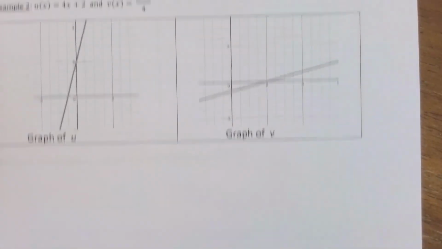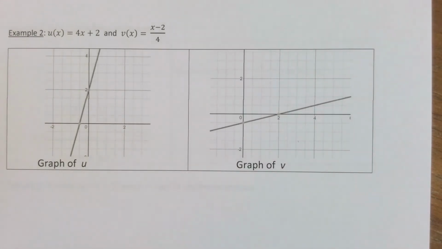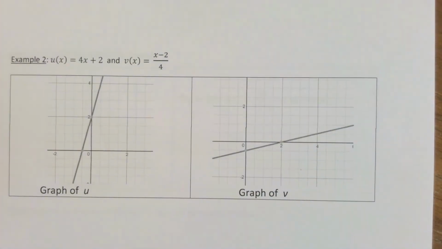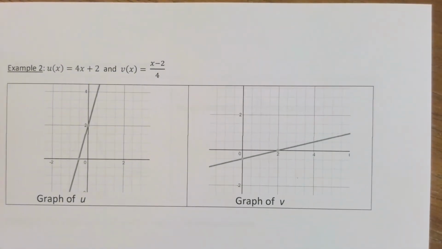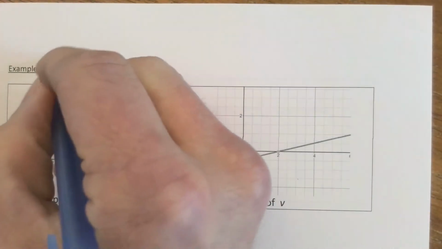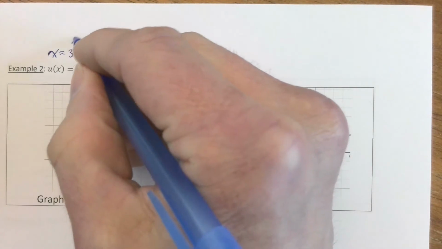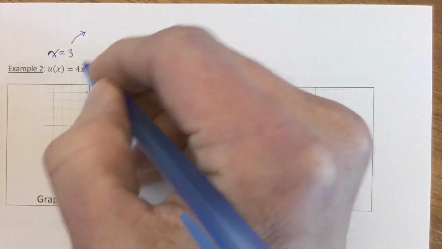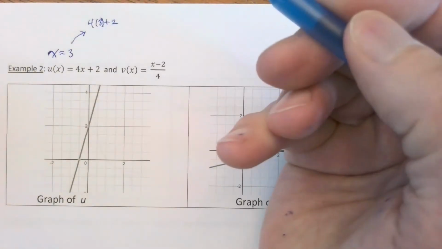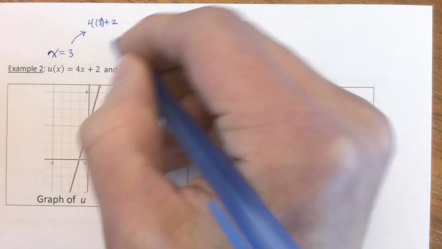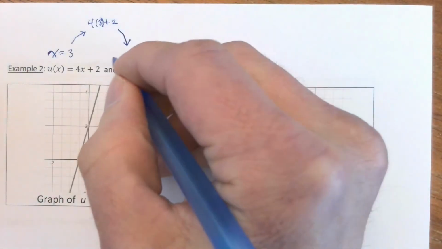Here are two other inverse functions, u and v. They're linear. And to establish that these are inverse functions, since I did not provide you with a table, we'll just pick a number like 3. And we'll start with x equals 3. And we'll talk about what the function u does to the 3. Well, u is this calculation right here. It's 4 times 3 plus 2. And so u of 3 is 14.